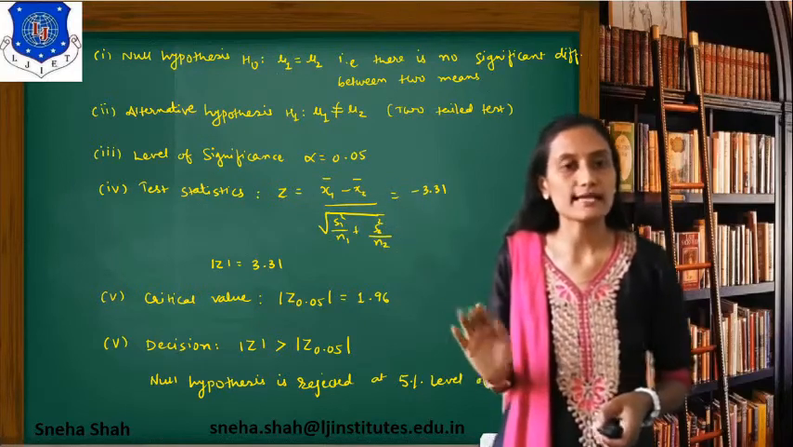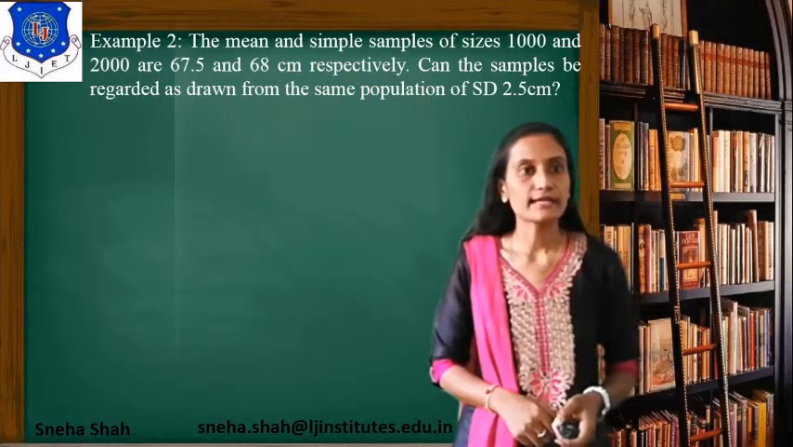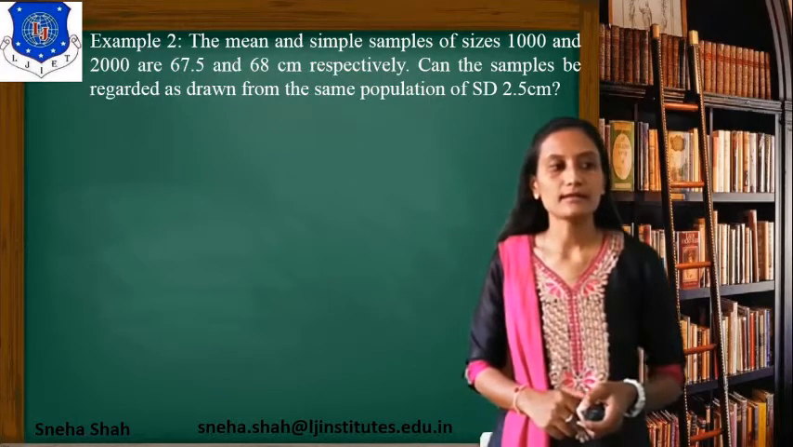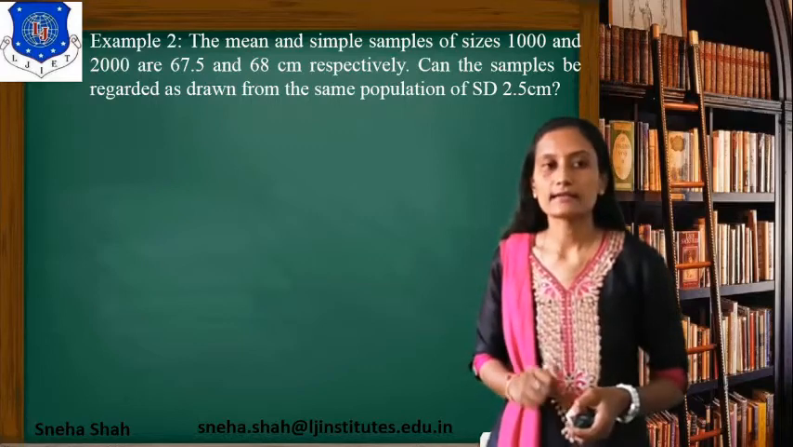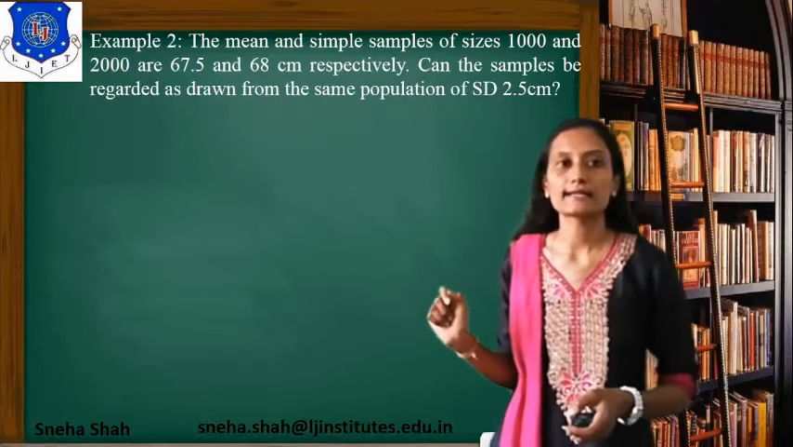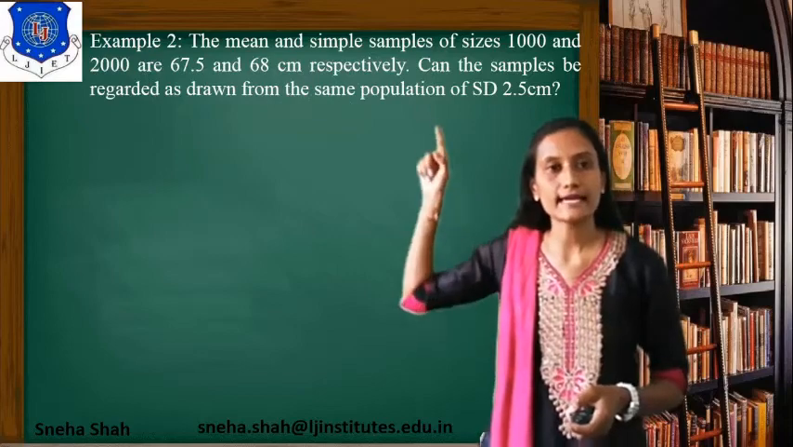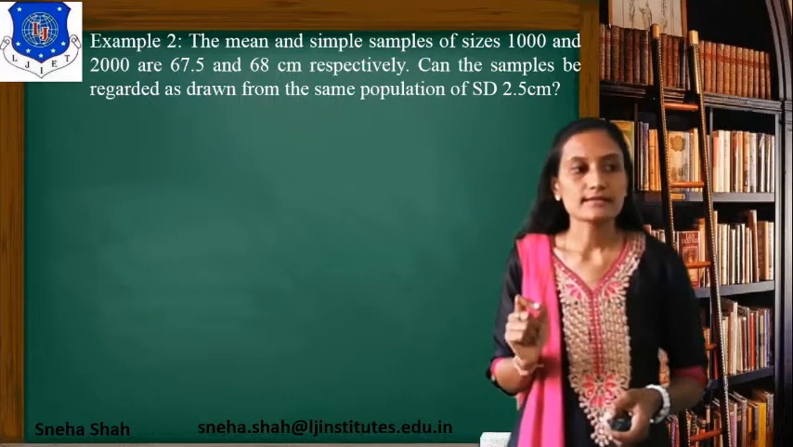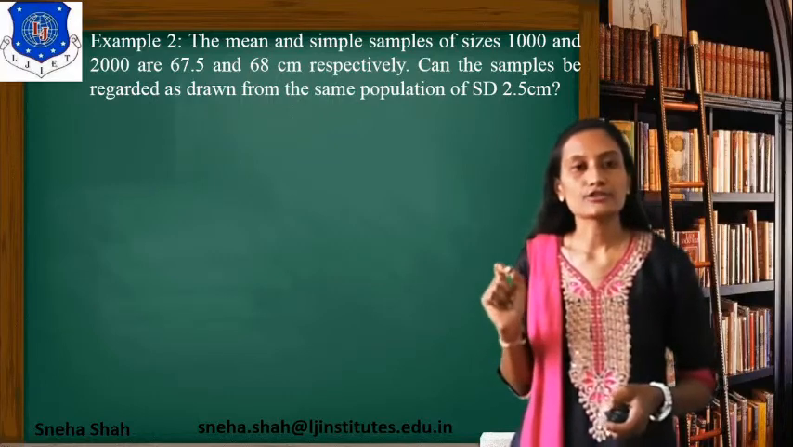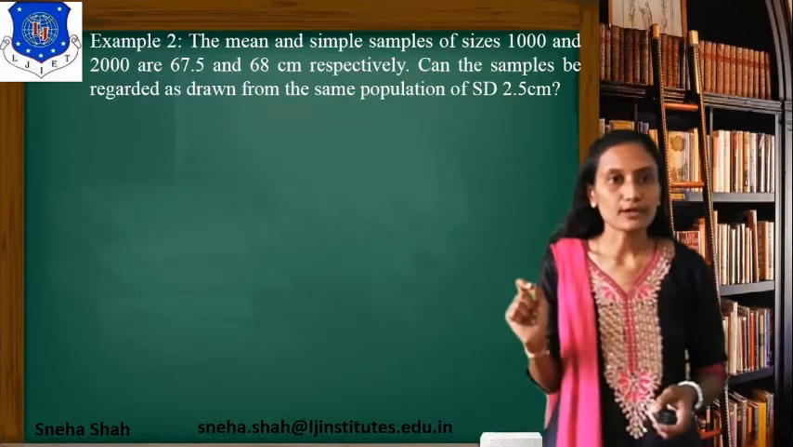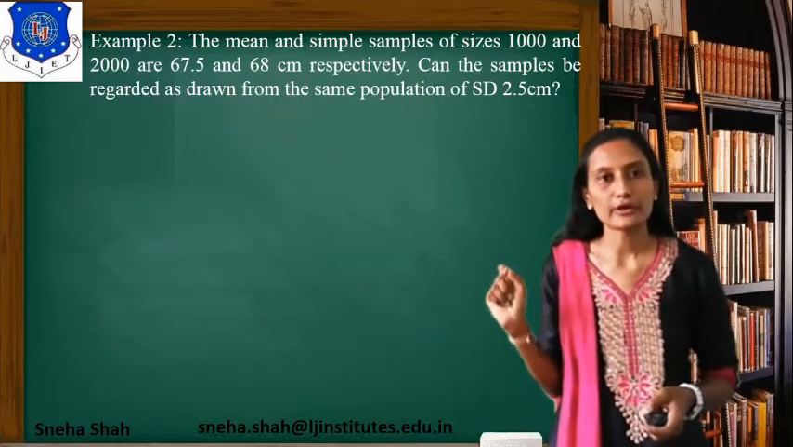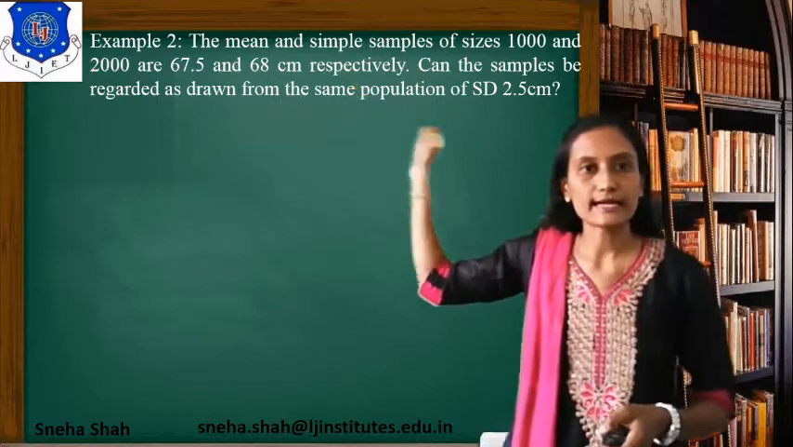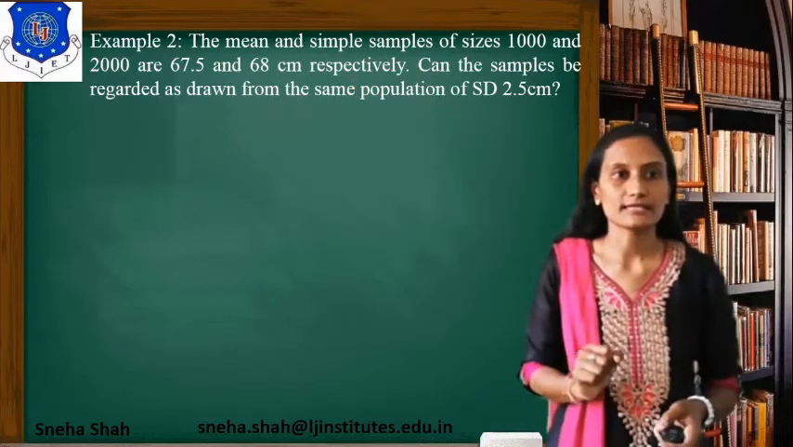So these two means are not the same. Now we are taking the next example: the means of two simple samples of sizes 1000 and 2000 are 67.5 and 68 centimeters respectively. Can the samples be regarded as drawn from the same population of standard deviation 2.5 centimeters? So in this we have taken the same population standard deviation of 2.5 centimeters, right?